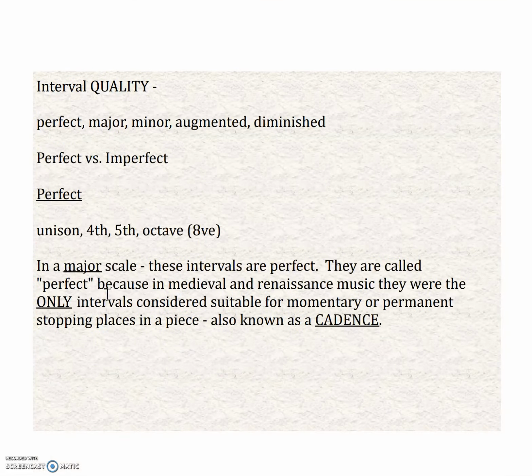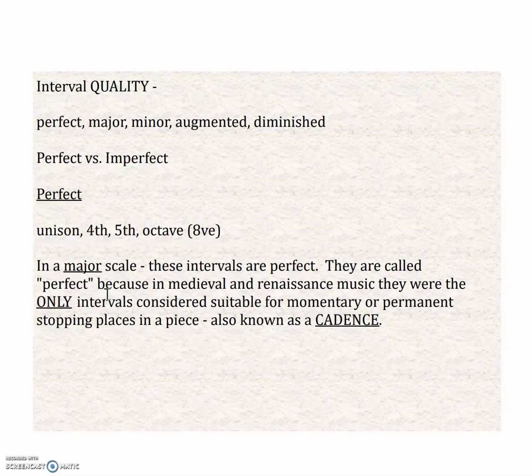So it's not just enough to have unisons, meaning the same note, seconds, thirds, fourths, etc. They have a quality, and the qualities are perfect, major, minor, augmented, and diminished intervals. So we have some perfect intervals and we have some imperfect intervals.